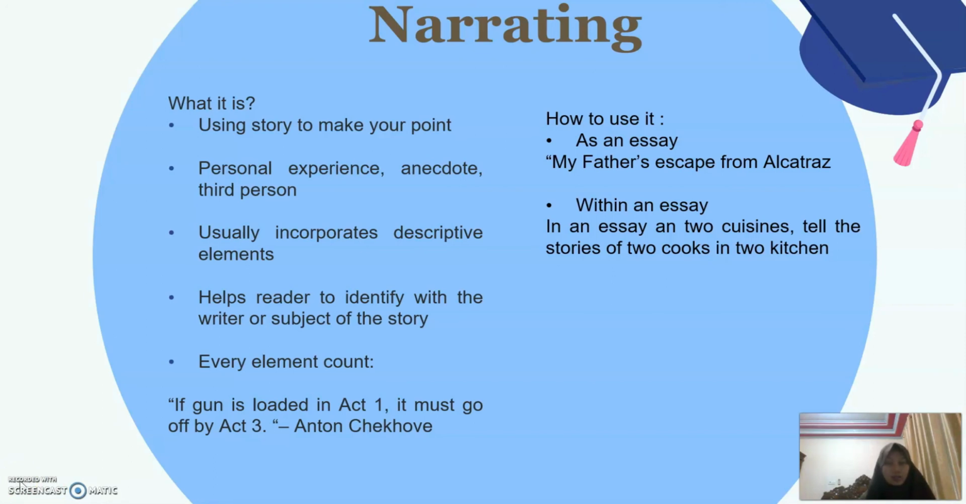And how to use it: as an essay, "My Father's Escape from Alcatraz," and within an essay, "Auntie Cuisine" tells the stories of two cooks in two kitchens.